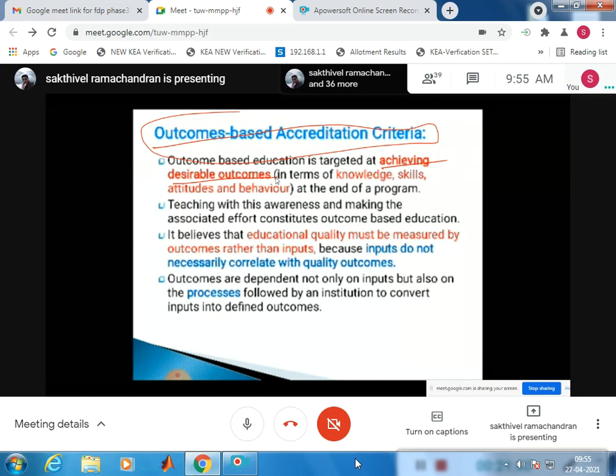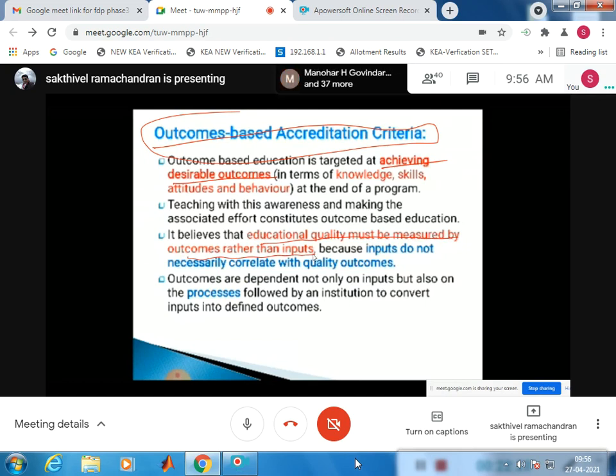And among the faculty community, it's outcome based learning. It means I am well aware of what the students should know after I complete this portion, or this course. If I complete this course, the student should have the ability to analyze this, to design this, to validate this. Such awareness will be available among the teaching community also. It makes the education better understood. So it believes that educational quality must be measured by outcome rather than inputs.